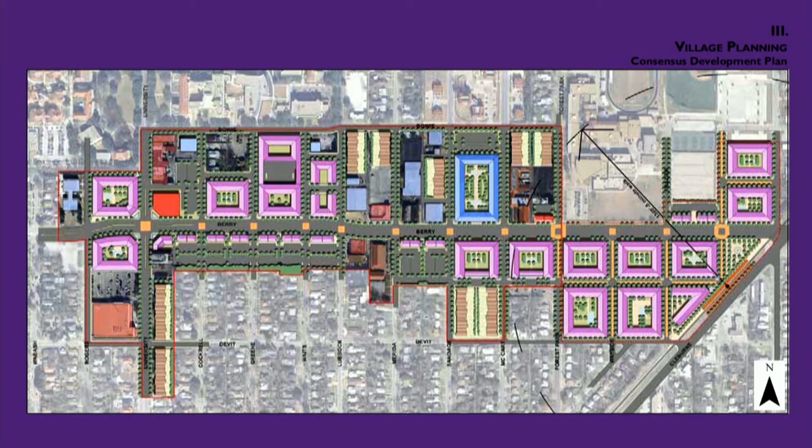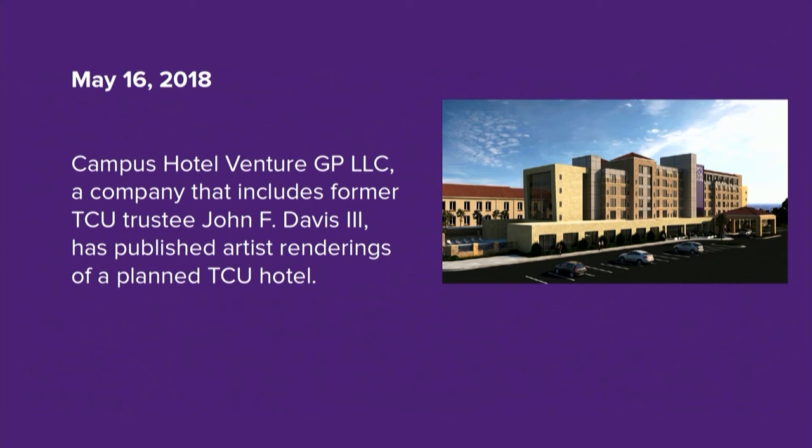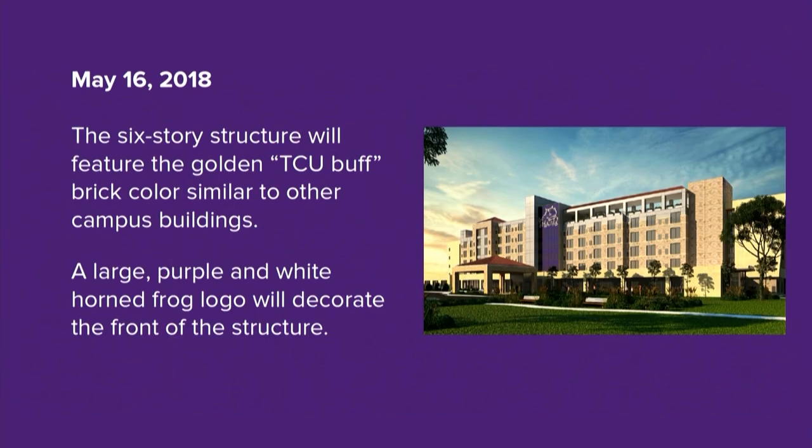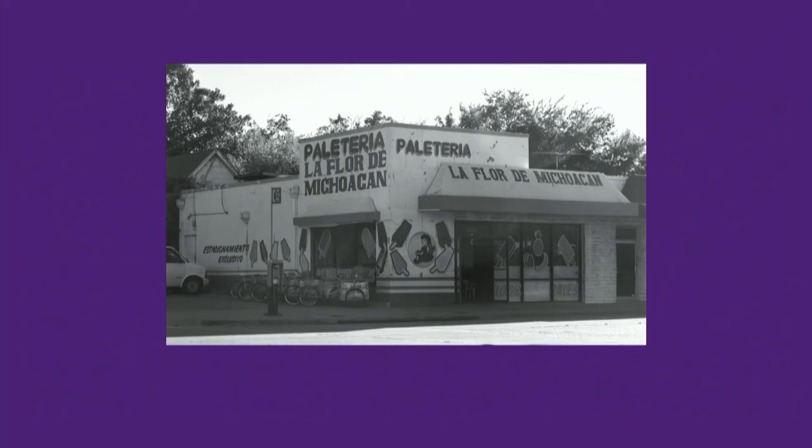So I first presented this at the National Student Conference in Dallas. Since then, the next day, they announced that the campus was going to put a six-story hotel on Berry Street. This is going to dwarf all the rest of the buildings. It will have a rooftop bar. It doesn't have any relationship to the street. It's going to be similar to every other campus building with the TCU buff brick. It's going to have a big purple horn frog on the front.